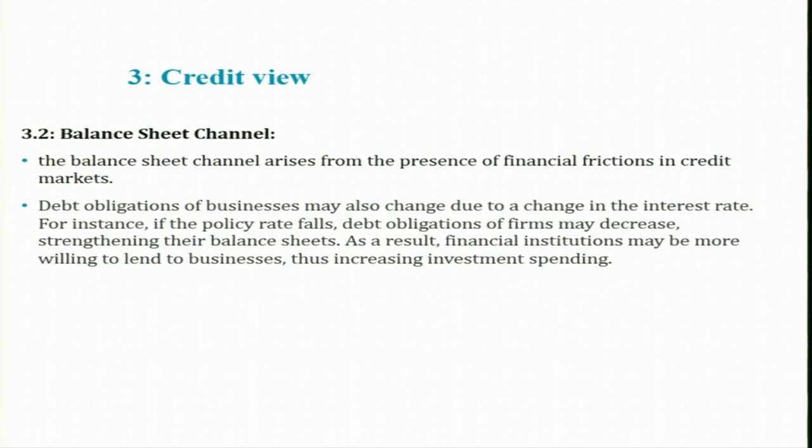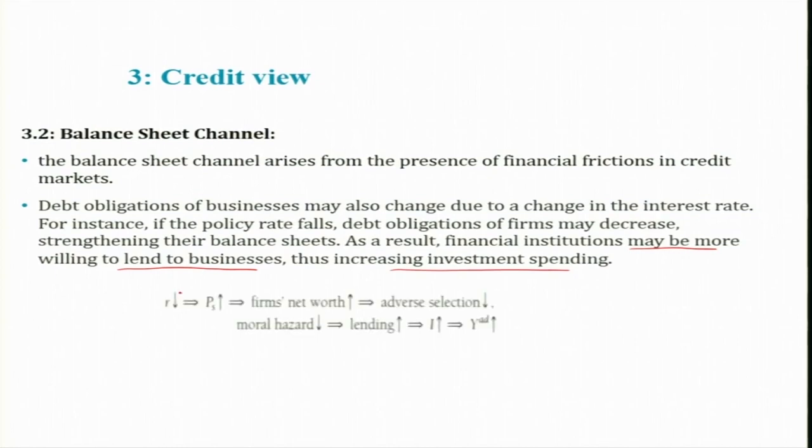So the debt obligations of businesses may also change due to a change in the interest rate. For instance, if the policy rate falls, the debt obligation of firms may decrease, strengthening their balance sheets. That means a low rate of interest, and as a result the financial institution may be more willing to lend to businesses, thus increasing investment spending. The important thing here is that as a result of the balance sheet channel, when the rate of interest declines, we can see that the stock price is increasing, and firms' net worth is also increasing.